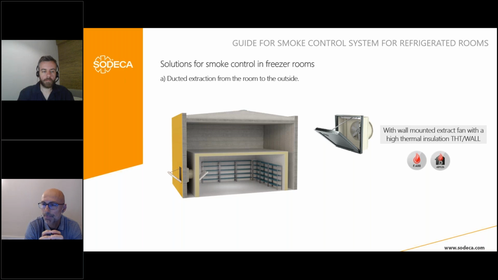Here we see another example with ducting from the refrigerated room to the exterior through the walls. And I would like to say that this configuration can also be used to introduce replacement air or makeup air into the refrigerated room at low levels. If we use it at upper levels, we can use it as extraction of smoke, but using it at low levels, we can use it as makeup air or replacement air into the chamber.